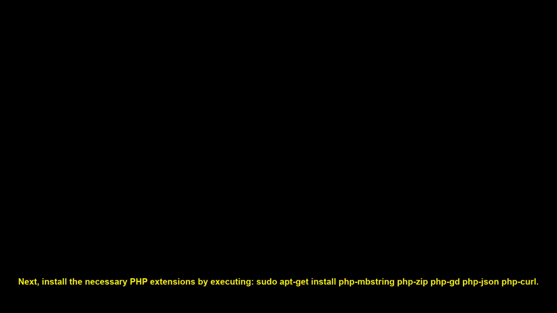Begin by logging into your virtual private server using SSH. Ensure that your server is up to date by running the command sudo apt-get update. Next, install the necessary PHP extensions by executing sudo apt-get install phpMyAdmin php-zip php-gd php.